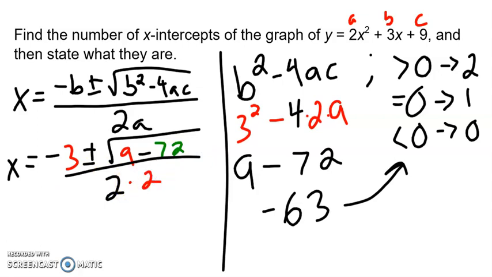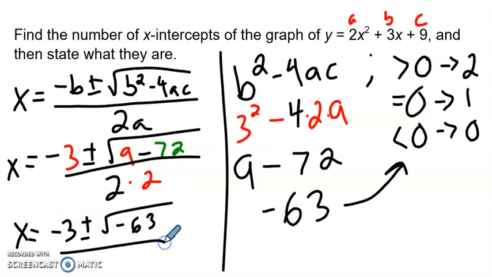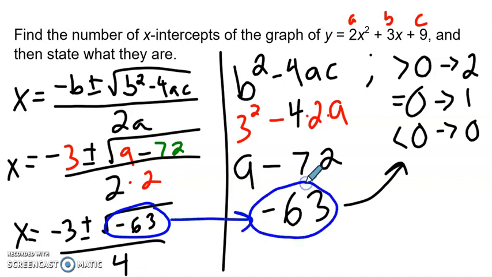So when we simplify down, we get negative 3 plus or minus the square root of negative 63 all over 4. And again, since we have a negative underneath the radical here, of negative 63, again, this is coming from over here, we now know this is going to be a no solution.